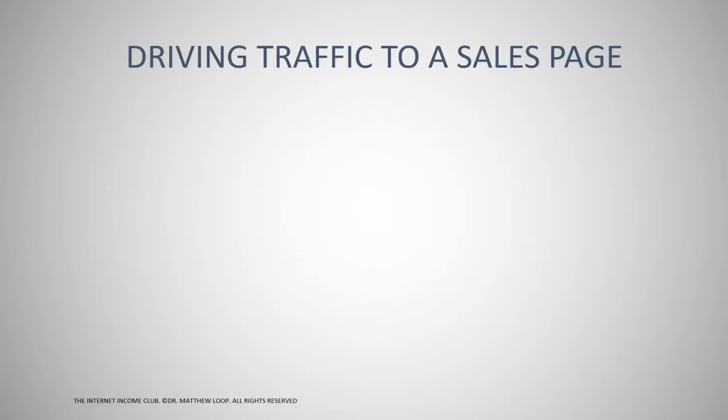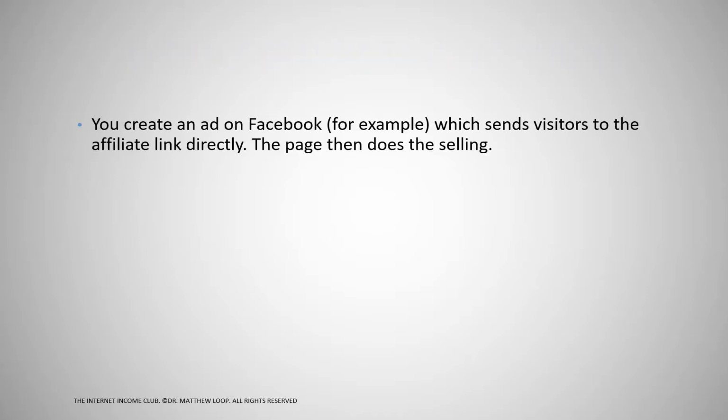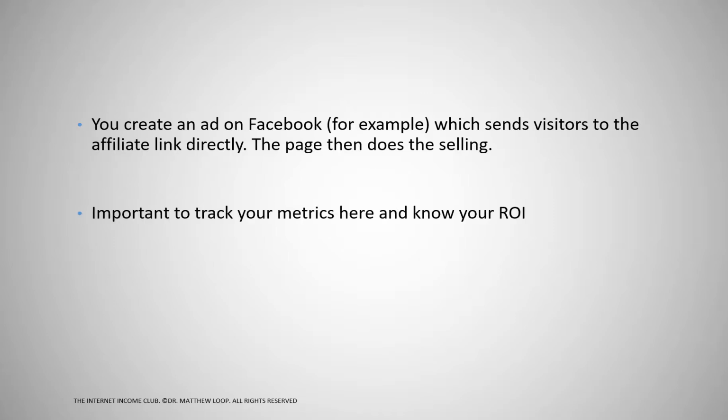Let's discuss driving traffic to a sales page for 1 second. You basically create an ad on Facebook as an example, which sends visitors to the affiliate link directly. Then the page does the selling. Now, it's definitely important to track your metrics here and know your ROI, return on investment. Now, you might find some unicorn products out there that will automatically convert for you. Then it becomes a numbers game.